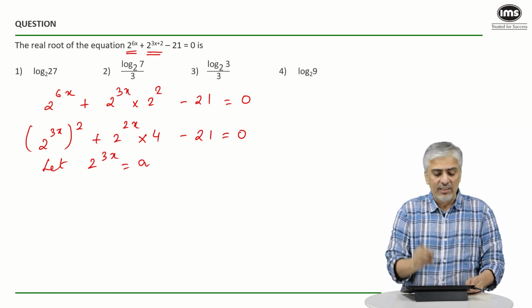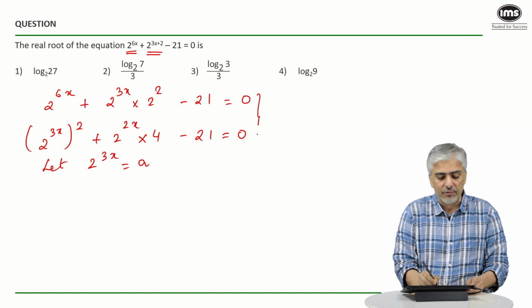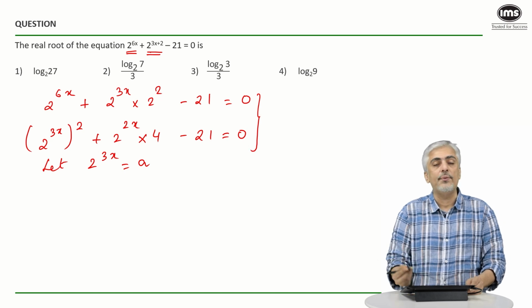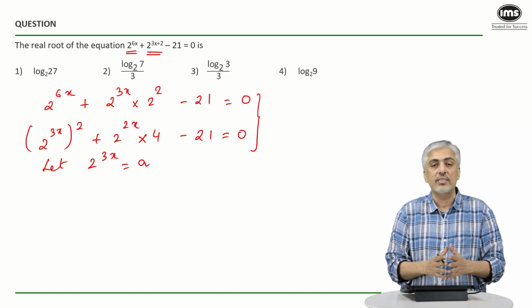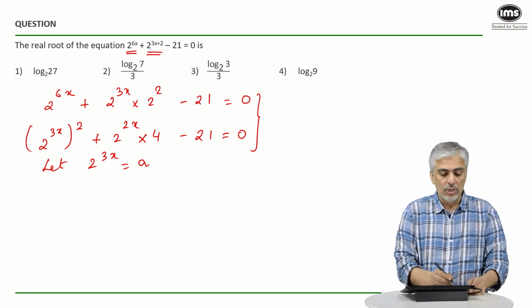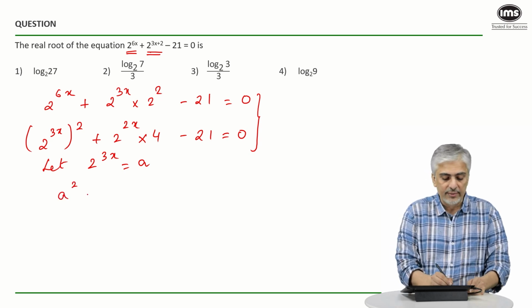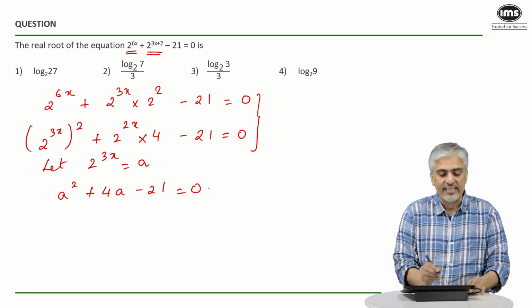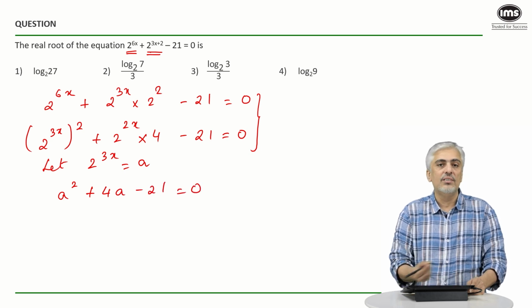If you write this, and in fact this will be a very important step for you even for some questions on quadratic equations, even if the answer is not in terms of logs. Sometimes when there is a quadratic equation also, such questions are asked. So we will have a square plus 4a minus 21 is 0, which is exactly a quadratic equation. Solve this quadratic equation by splitting the middle term.